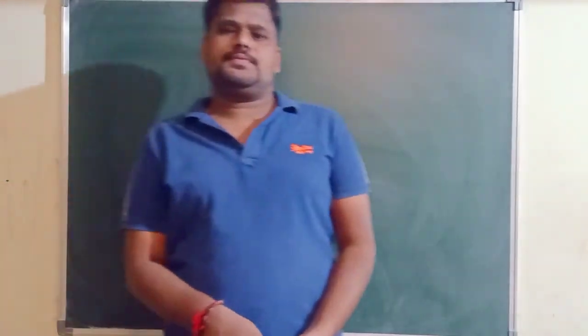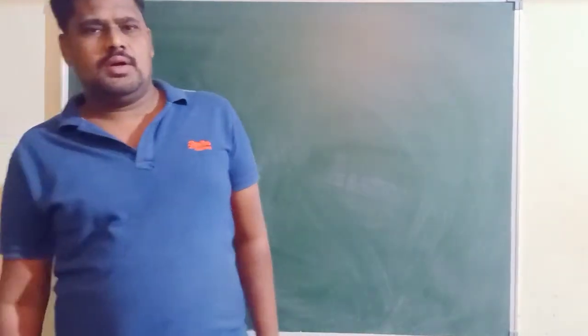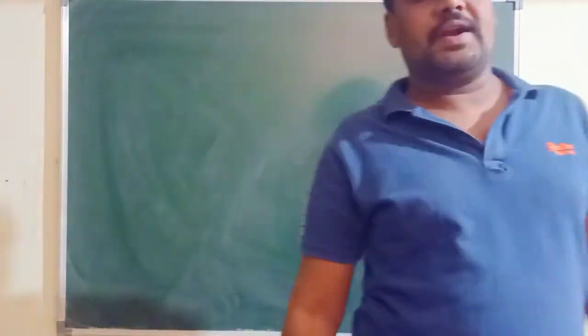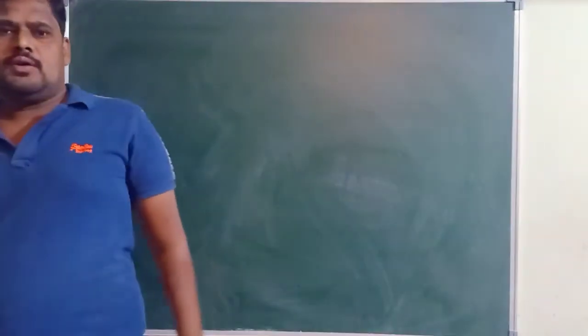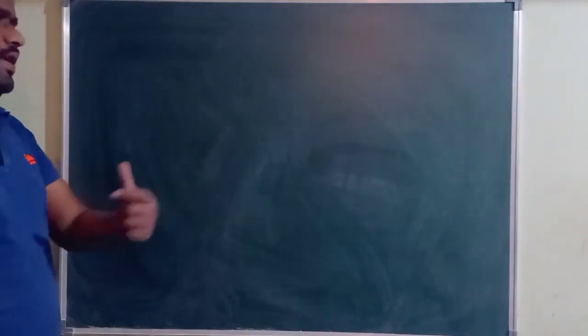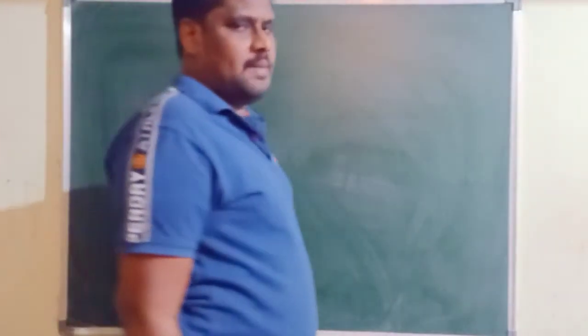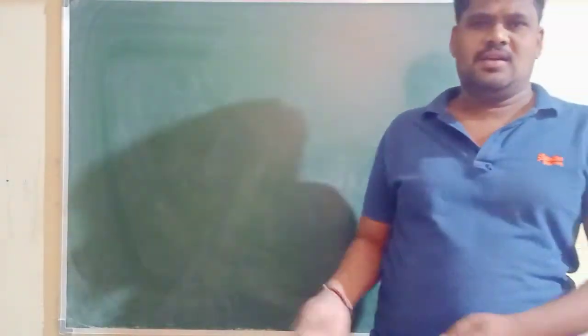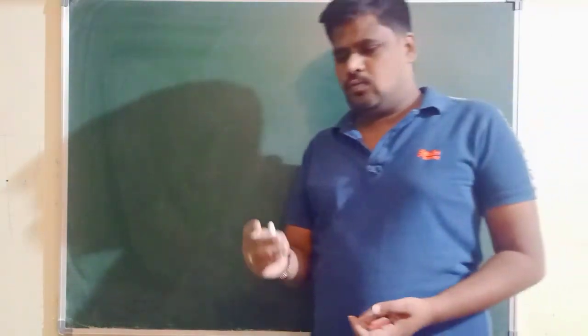Hello students, in this class let us try to understand limitations of Ohm's law. Next we'll discuss the meaning of ohmic devices and non-ohmic devices, and what may be the nature of the graph of V versus I, that is voltage versus current, for an ohmic device as well as a non-ohmic device. Whatever contents I am going to explain in this class are considered very important. Let us try to understand one by one.